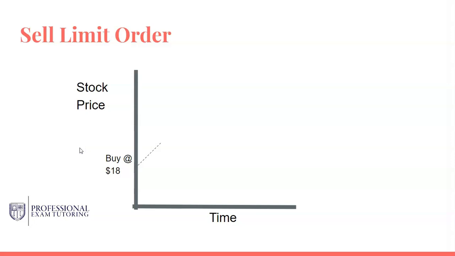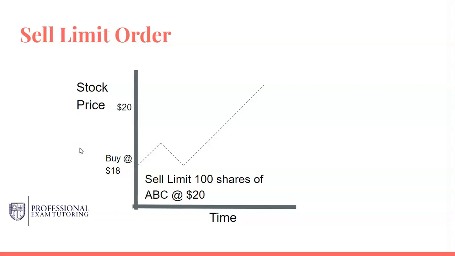Now let's imagine that this stock goes up, goes down, goes up, and then it just keeps going up and up. Now at this point, you may, as an investor, decide that you want to make sure that you get out before this stock turns. So what you want to do is set a sell order so that it sells before this thing turns and starts coming back down. So here you sell limit 100 shares of ABC stock at $20 per share. So at $20 per share, your order is set.